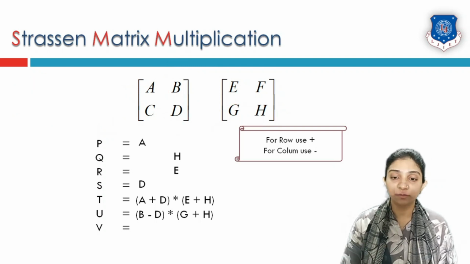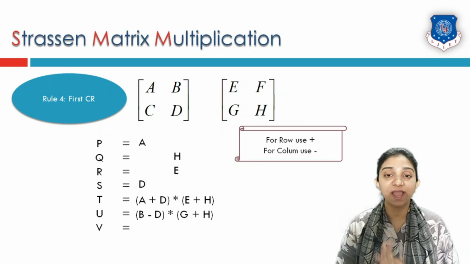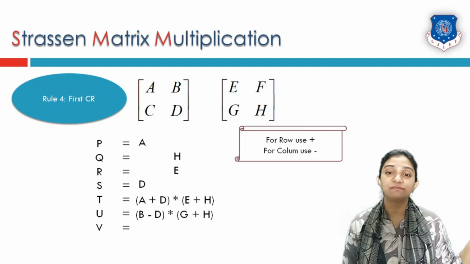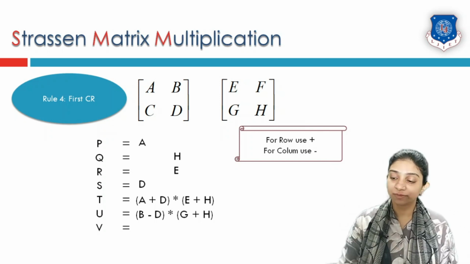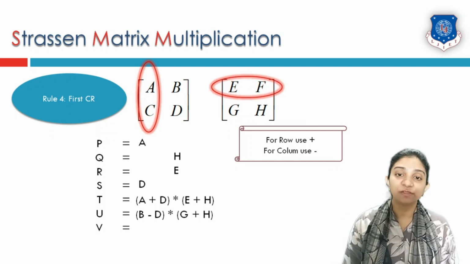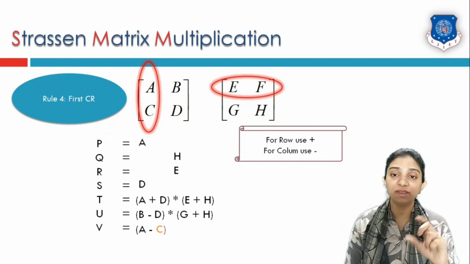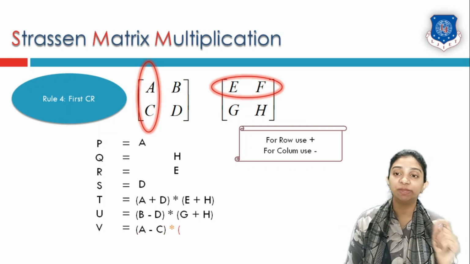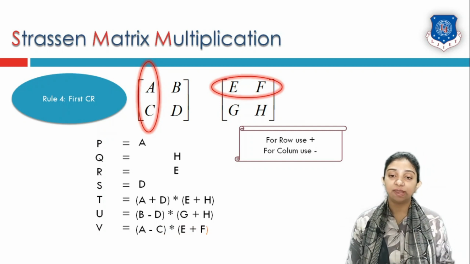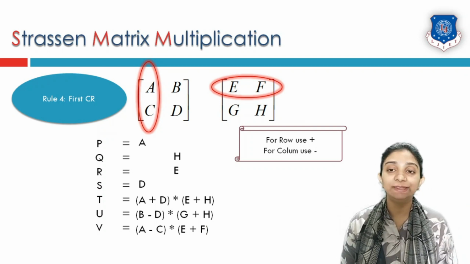Now for last formula, we have fourth rule, that is first CR. I am going to select first column from first matrix and first row from second matrix. So those are A and C and E and F. So the formula will be A minus C because between column elements we use negative sign into E plus F. So we are done with last 3 formulas, but notice above 4 formulas are still incomplete.